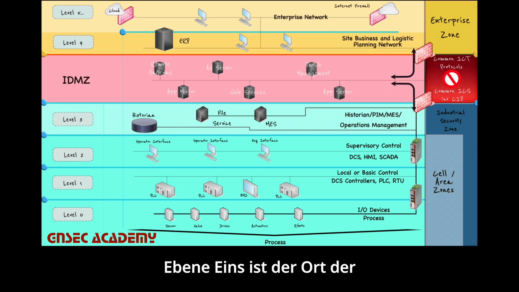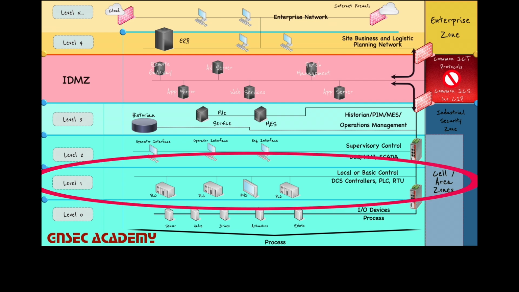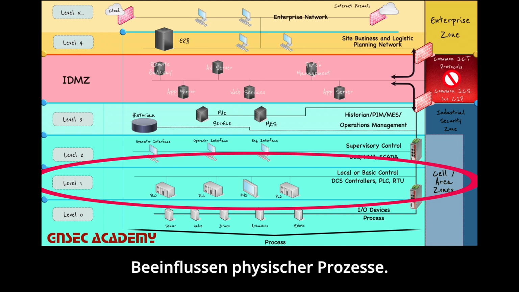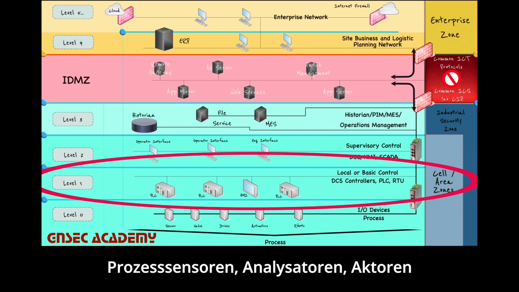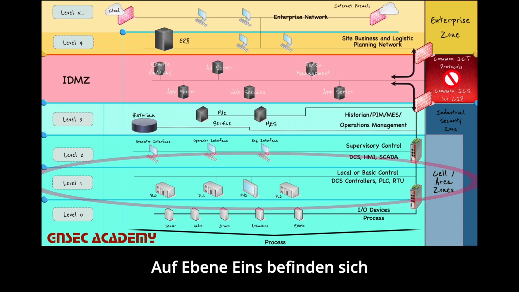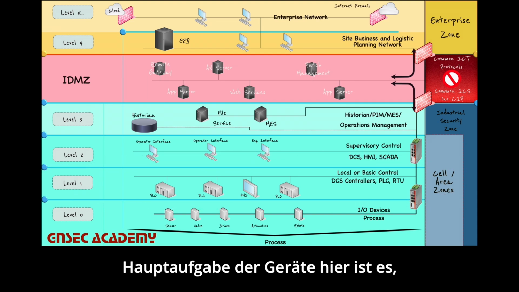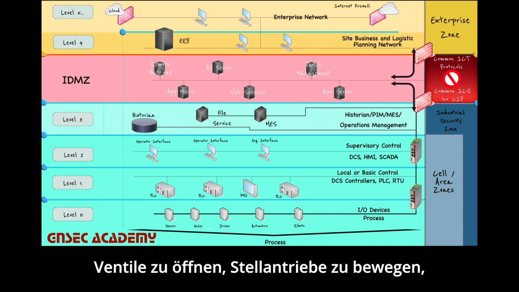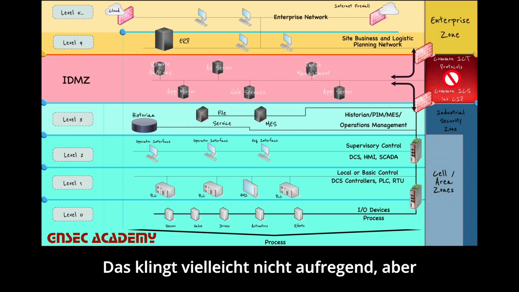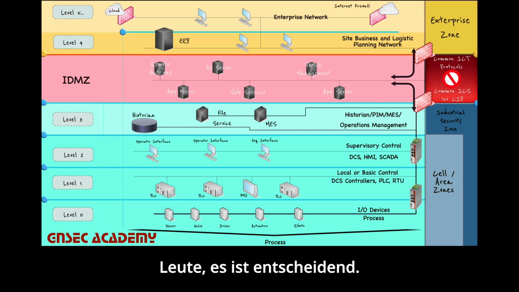Level 1 is the place of the intelligent devices. This is sensing and manipulating the physical processes: process sensors, analyzers, actuators, and related instrumentation. Level 1 is where all the controlling equipment lives. The main purpose of the devices in this level is to open valves, move actuators, start motors, and so on. This does not sound very exciting, but guys, it is important, and this is the main and general function of an industrial control system. Don't forget this. We have to ensure that these things are up and running.